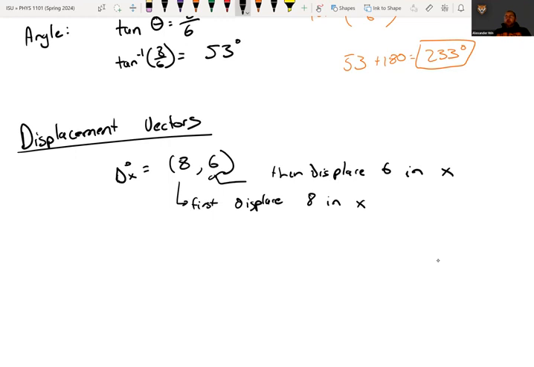Now, you can combine your vectors in that way, or what you could mean is you're displacing 8 in the x and 6 in the y at the same time. So it could mean you're walking along that diagonal path. And you could be walking along any path to get to this final displacement. So that is one of the ways that you can think about displacement vectors. The point is that they will combine in that way. If you first displace 8 in the x and then displace 6 in the y, this will be your final displacement. Okay.